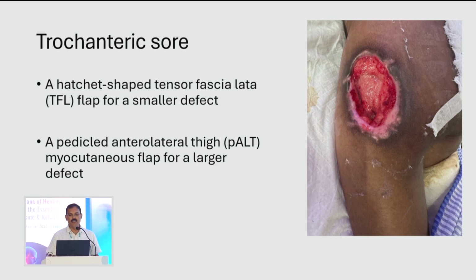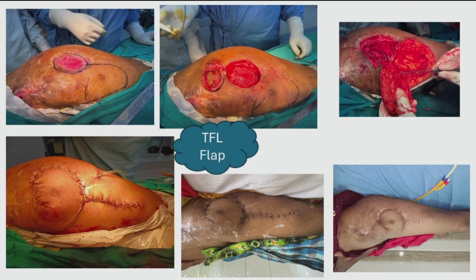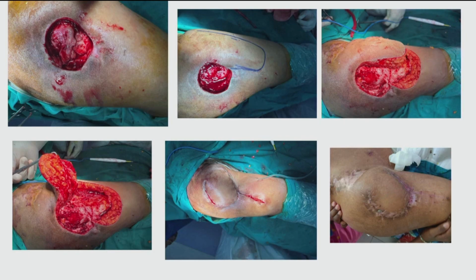This trochanter ulcer we normally manage with the TFL flap or an inferior gluteal artery random rotation flap. This is one case with a trochanter ulcer treated with a tensor fasciae latae flap. This is after a 6 month follow-up. This is the same patient, the opposite side trochanter flap.